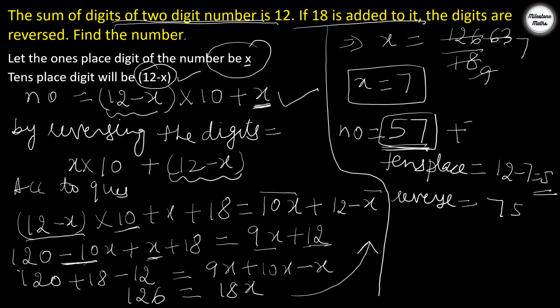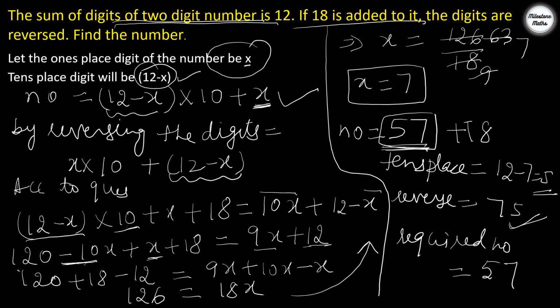So if you add 18 to this, will you get 75? Let's check. 57 plus 18. Yes, you will get 75. Okay, so what is our required number? The required number is 57.